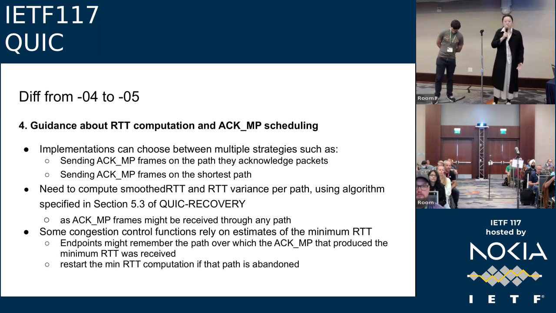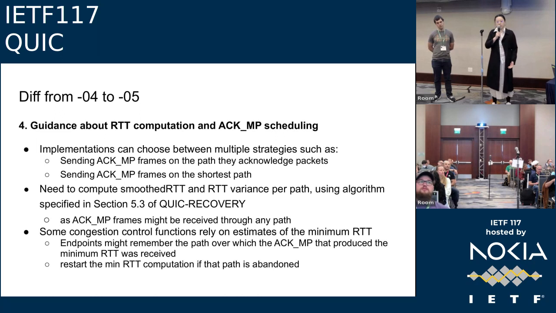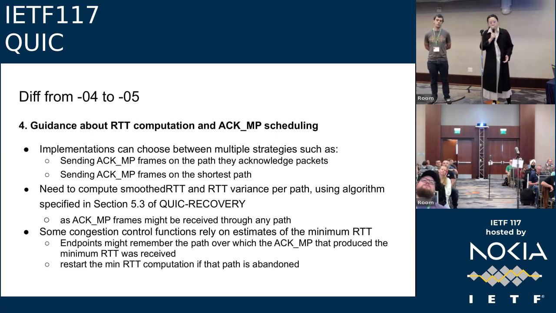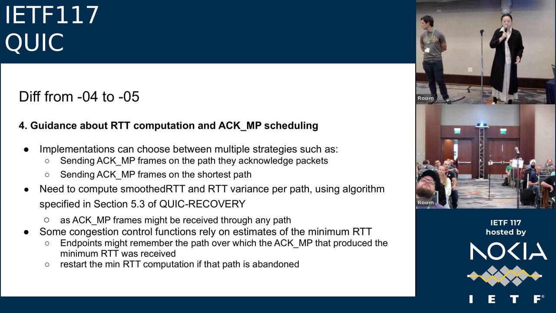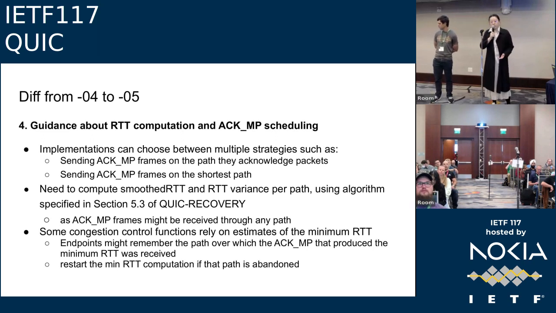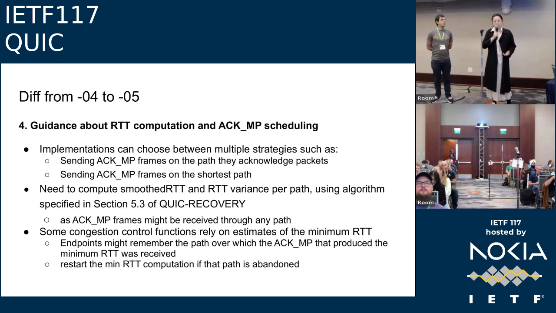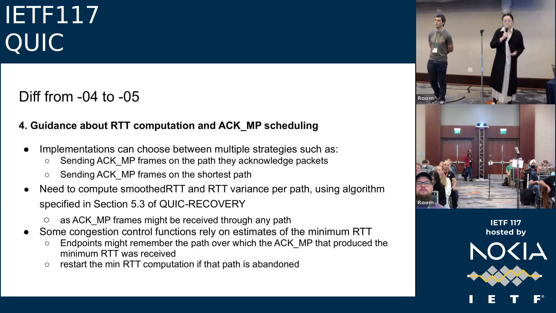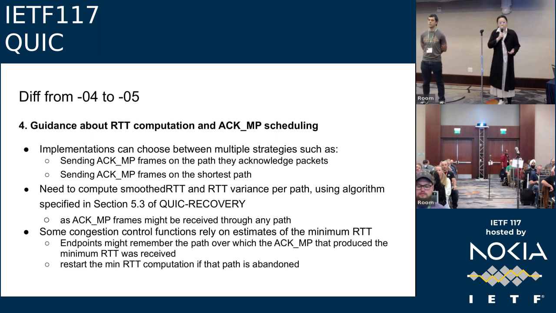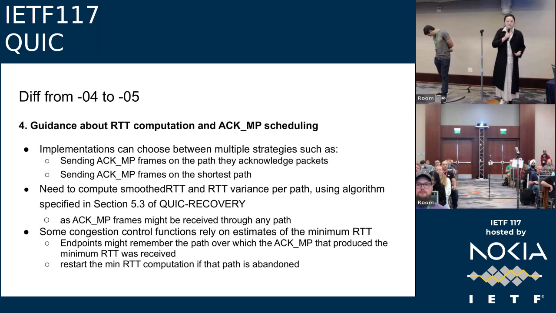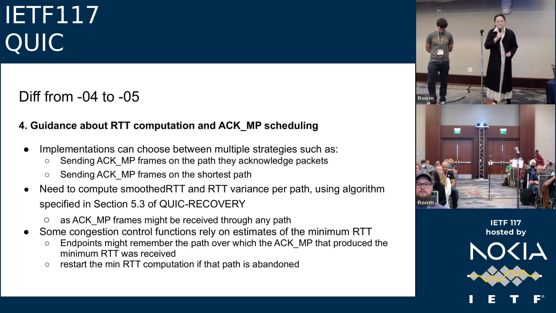And we add some guidance about the RTT computation and the ACK-MP scheduling. The point is that implementations can choose different ACK-MP scheduling strategies, such as sending ACK-MP frames on the path the packet was received, or sending ACK-MP frames on the shortest path. But for both considerations, they need to compute smoothed RTT and RTT variance per path using the algorithm specified in QUIC recovery. And some congestion control functions may rely on the estimate of the mean RTT.